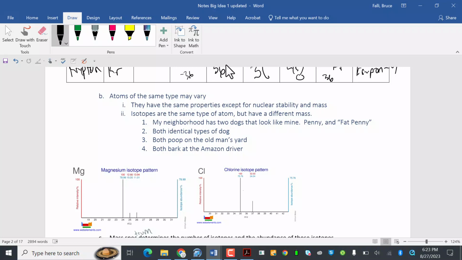Both are the same type of dog. Both poop in the old man's yard. Both bark at the Amazon driver. But Fat Penny, guess what? Is carrying a little extra poundage. And that's it. That's the only difference.